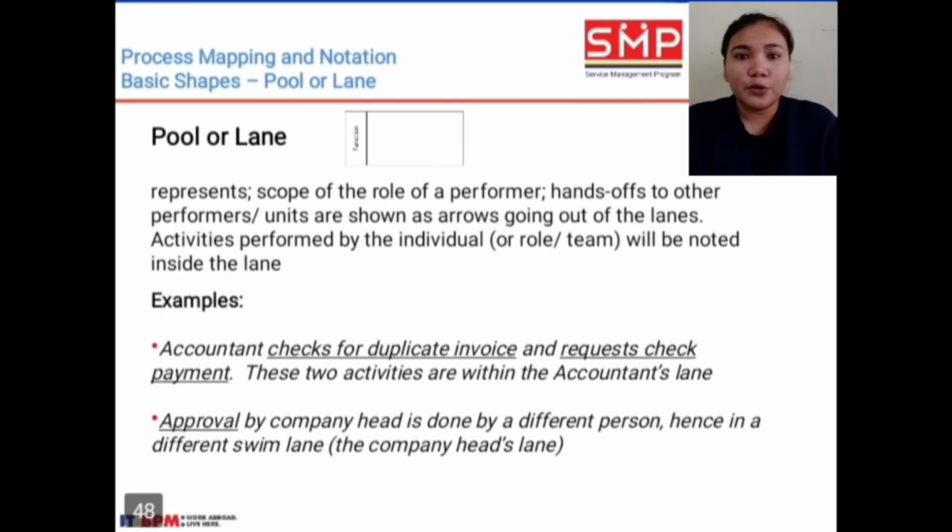What is a pool or lane? The simple shape: it is a large horizontal or vertical container that divides the process map into different sections, meaning it shows the person, role, team, or department responsible for performing the activities within that section. The process: it clearly defines the scope of the performer. All the tasks and activities inside a specific lane belong to the role or unit named on that lane.